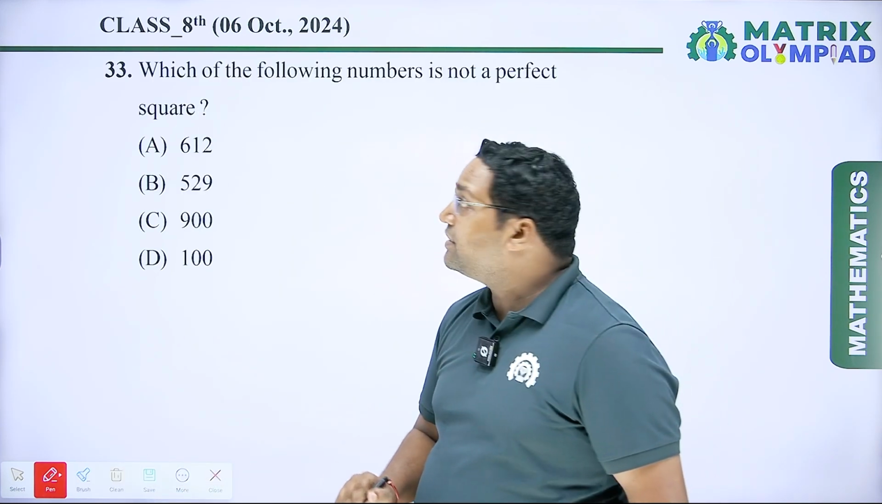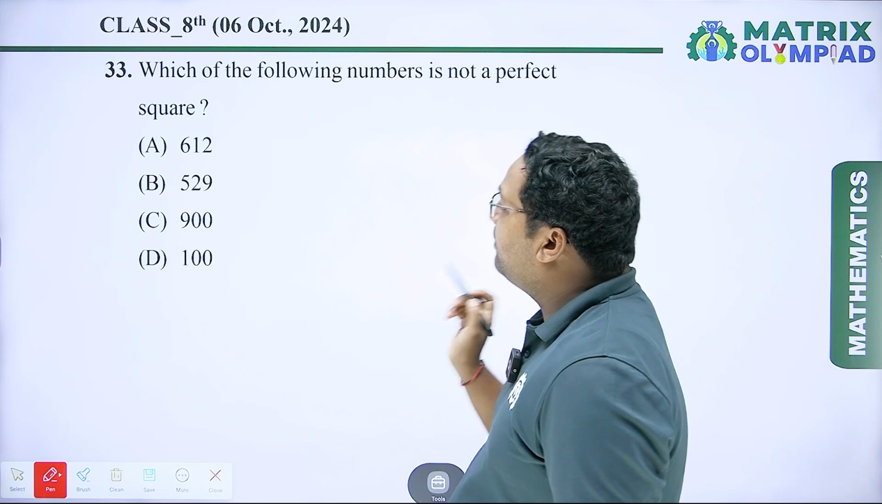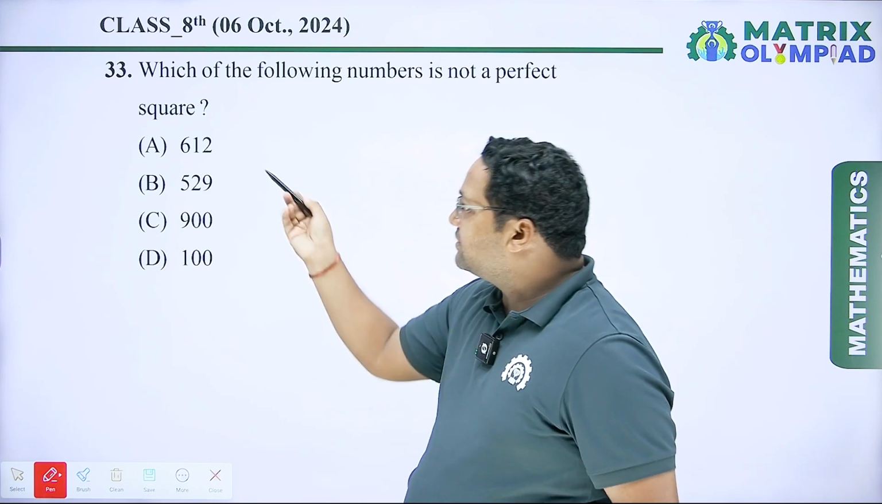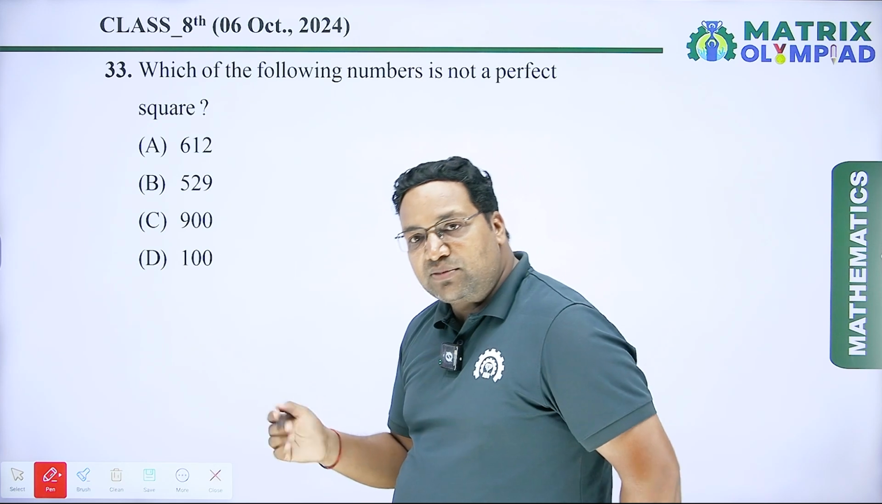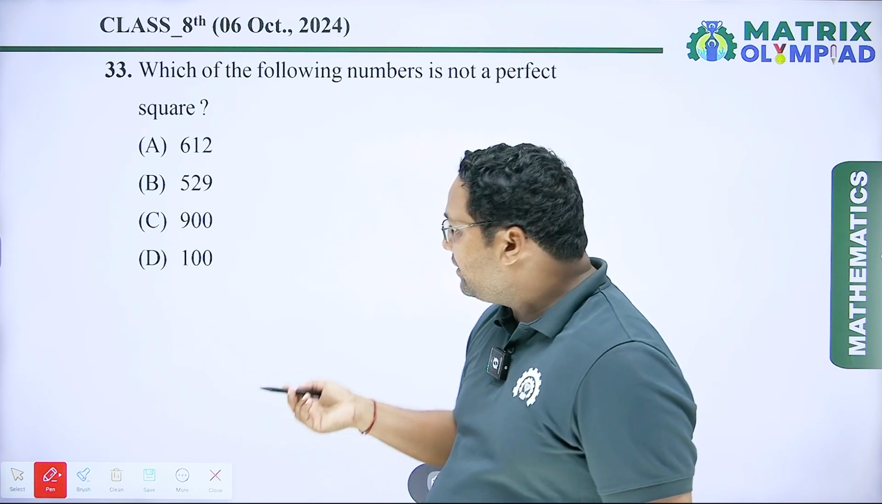Next, question number 33. Which of the following numbers is not a perfect square? So let's check. 612, it is not a perfect square number. 529, it is a perfect square number of 23.